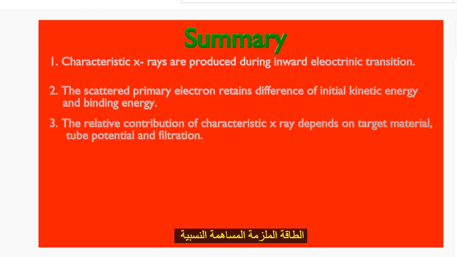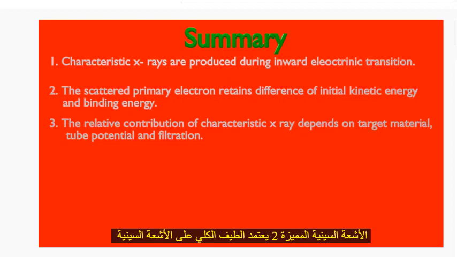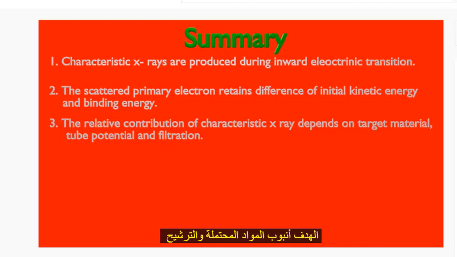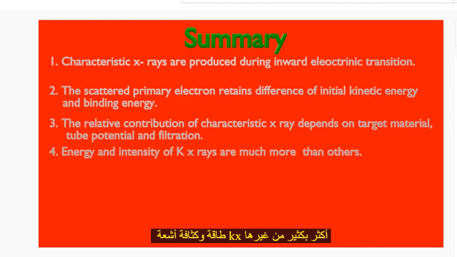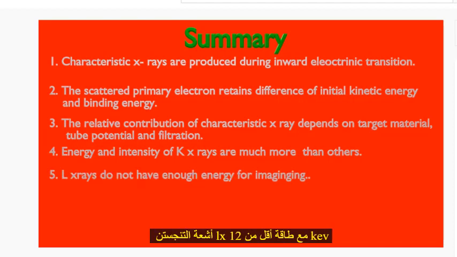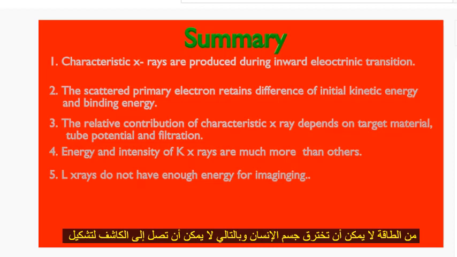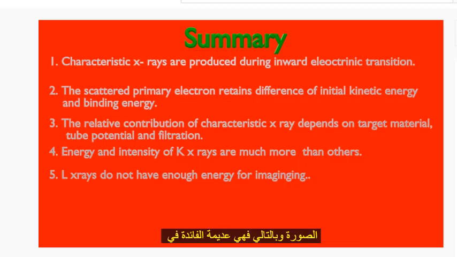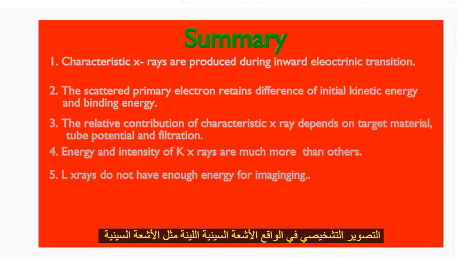The relative contribution of characteristic X-rays to the total spectrum depends on the X-ray target material, tube potential and filtration. Energy and intensity of K X-rays are much more than others. The L X-rays of tungsten, with energy below 12 keV, cannot penetrate the human body, hence cannot reach the detector to form an image. Consequently, they are useless in diagnostic imaging. In fact, soft X-rays like L X-rays are totally absorbed by a typical filtration of 2.5 mm aluminium.